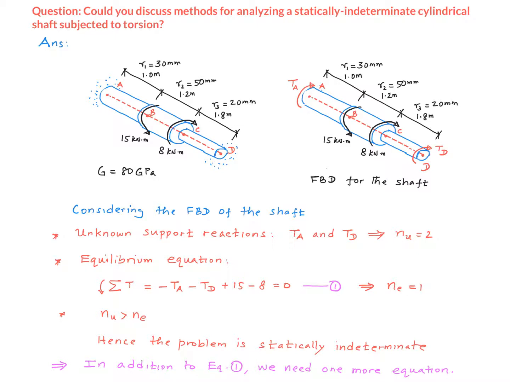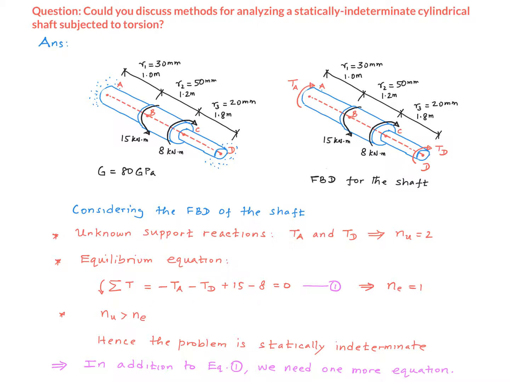So there is a fixed support at point A, and therefore there's going to be a torque at point A. Let's call that T sub A. There's a fixed support at point D. There's going to be a torque at point D. Let's call that T sub D. And therefore, there are a total of 2 unknowns in this problem. The only equilibrium equation we can write down for this is a torque equilibrium equation for the shaft. So that will be this right here.